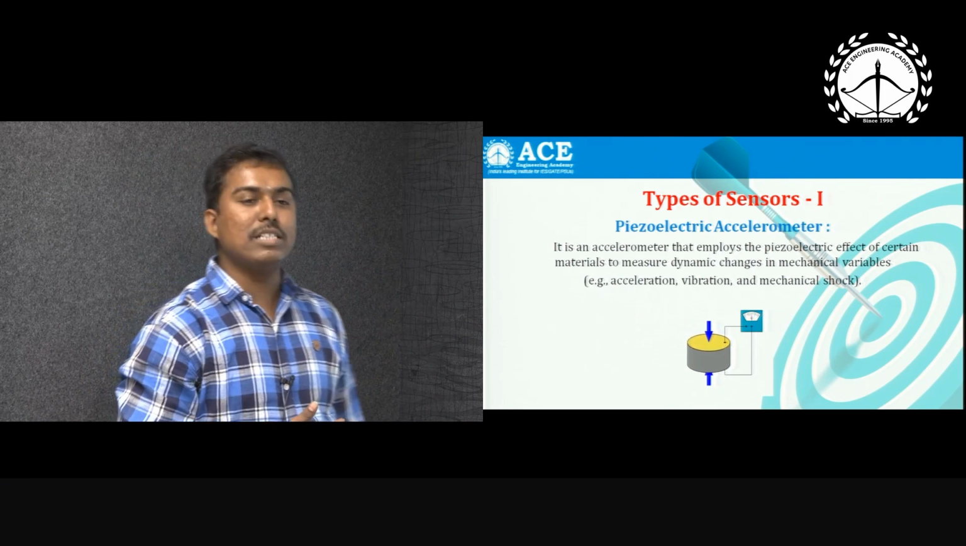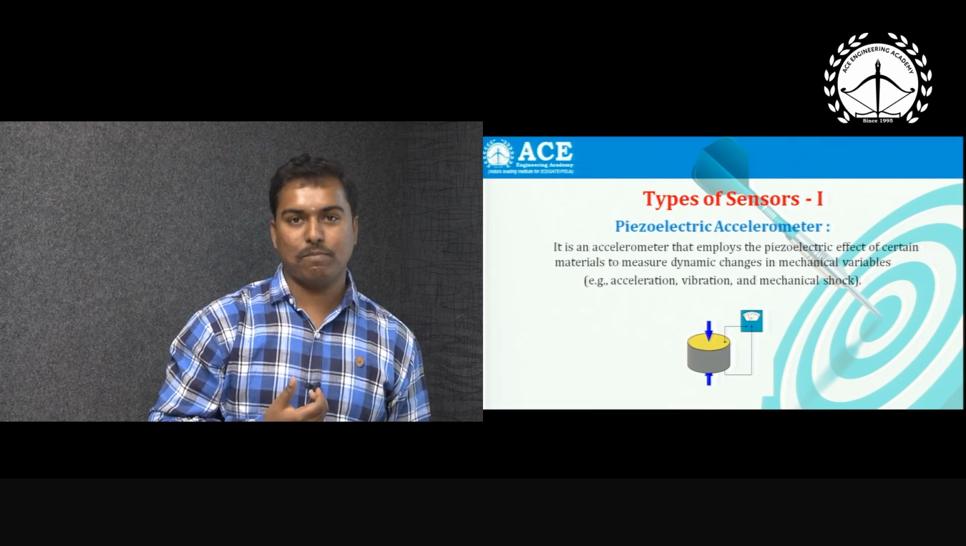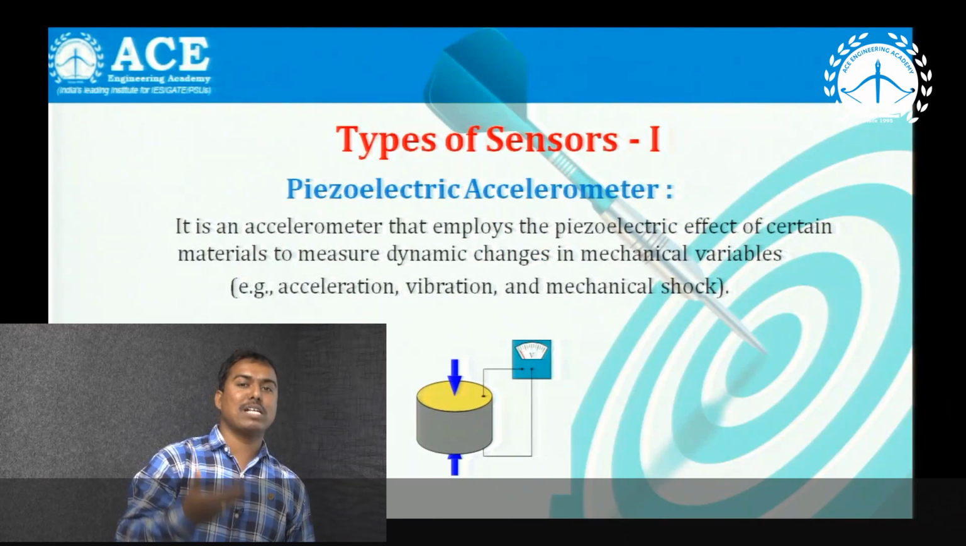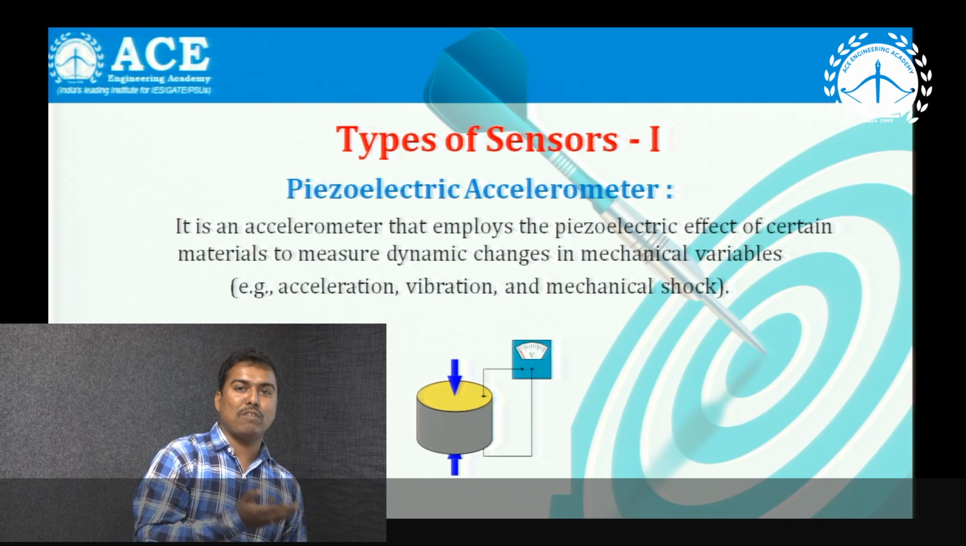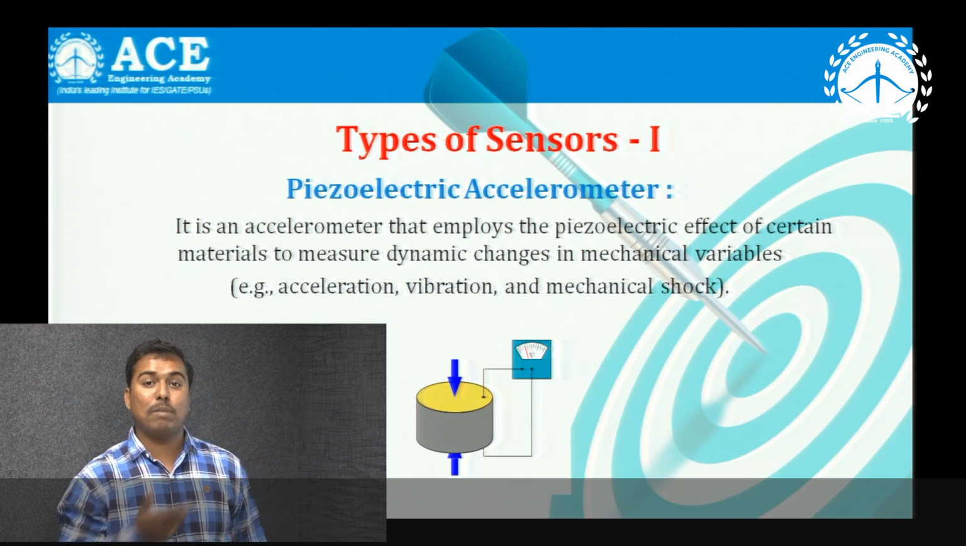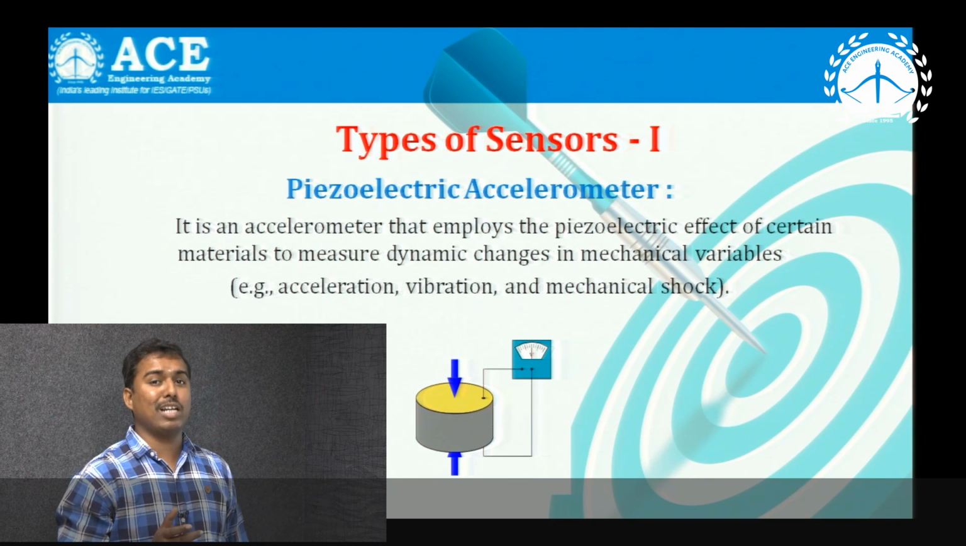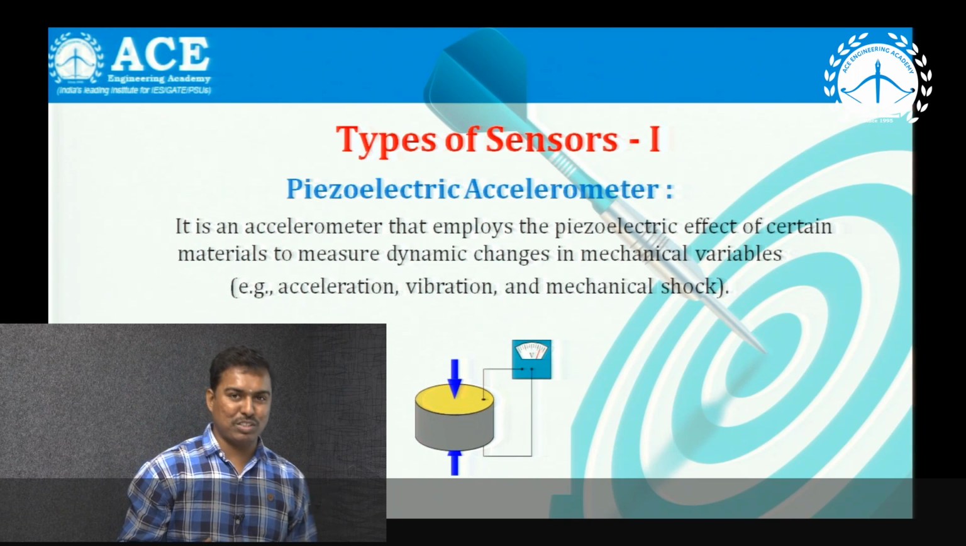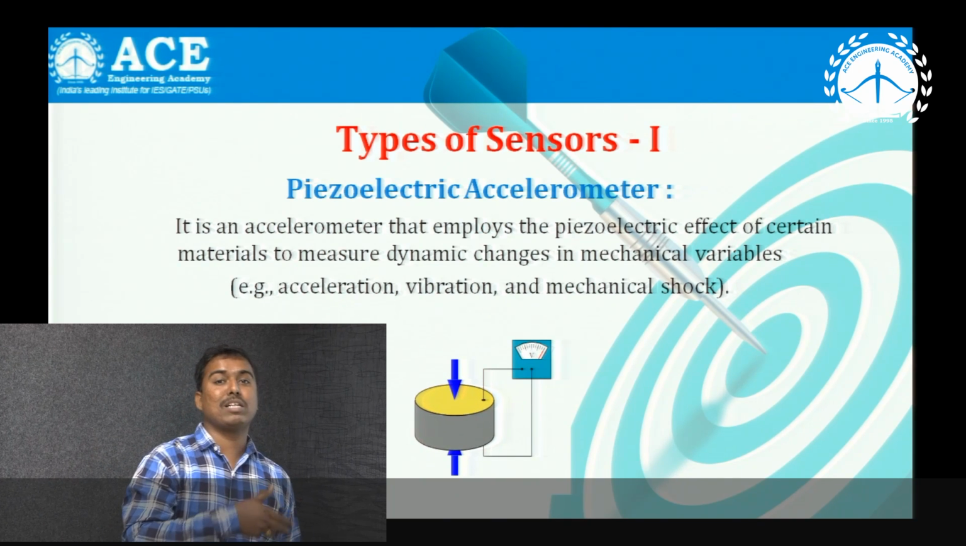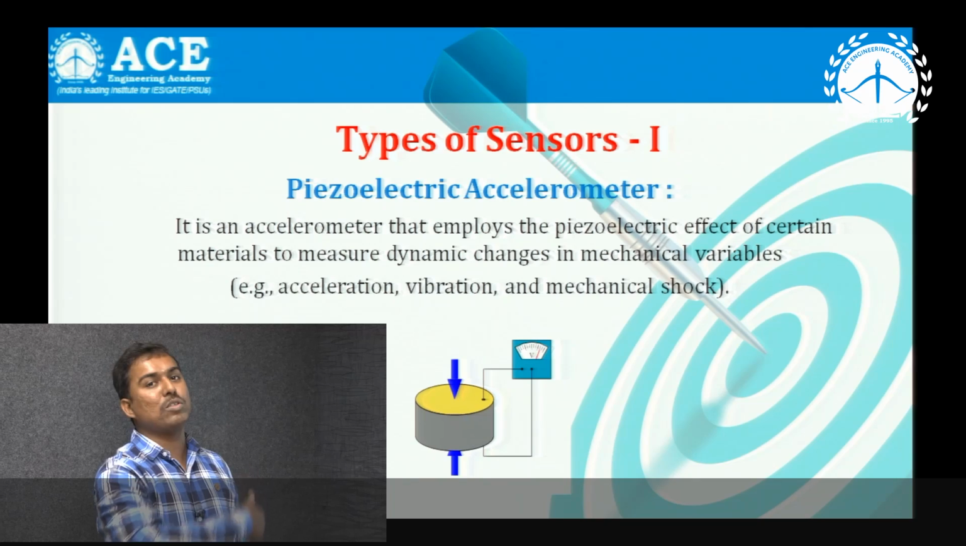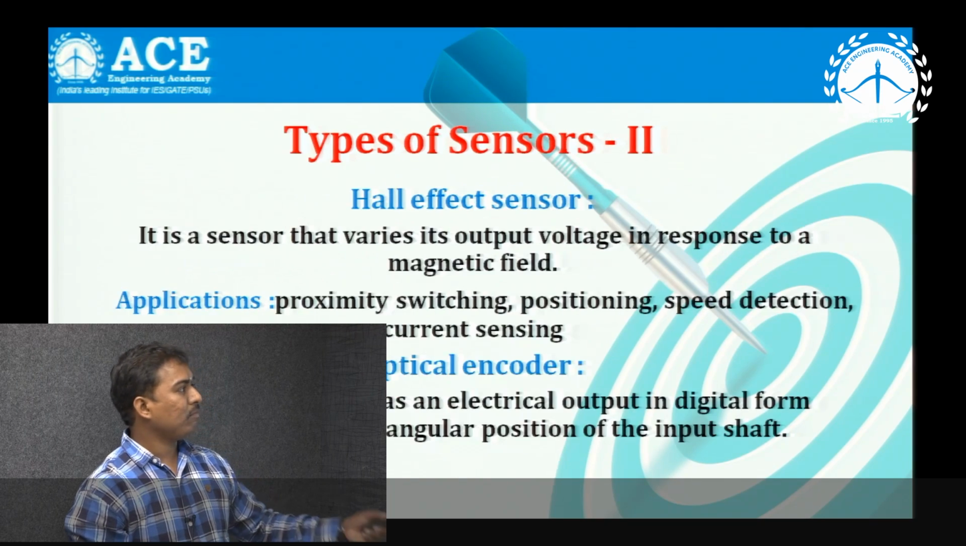So what is an accelerometer? Simply it is a vibration sensor. In your mechanical engineering, you may have studied how to convert a vibration signal to displacement. But here we are interested not in a mechanical output, we are interested in electrical output. How that mechanical vibration can be converted to electrical, that we are going to discuss in the mechatronics subject.